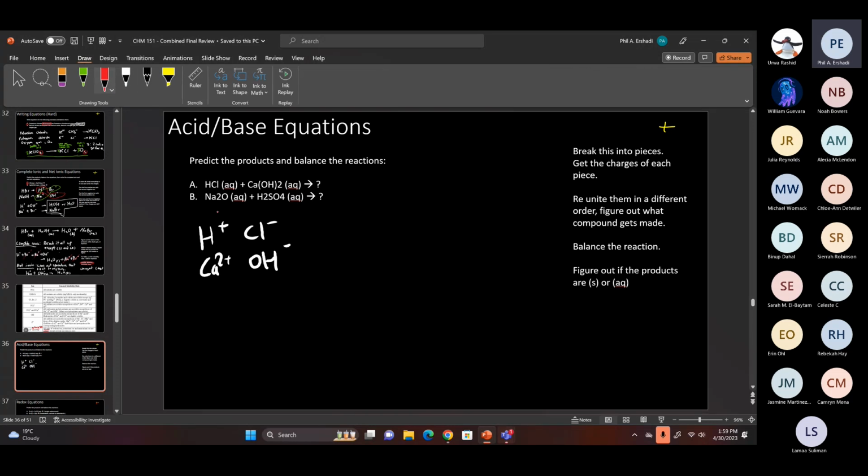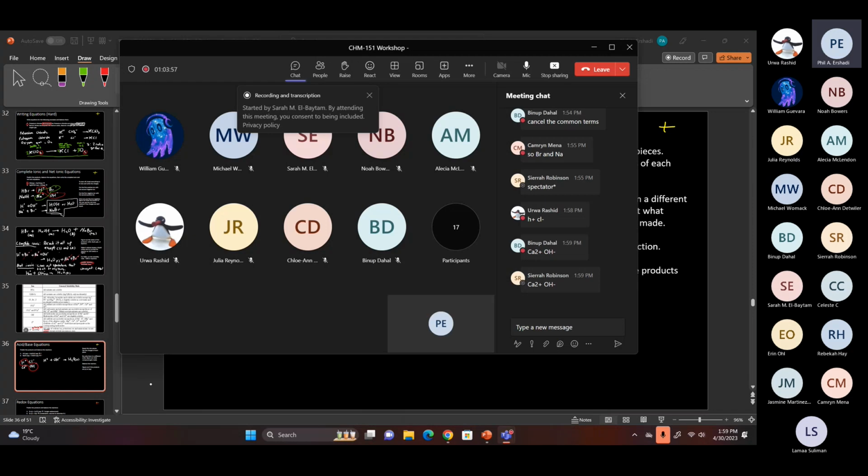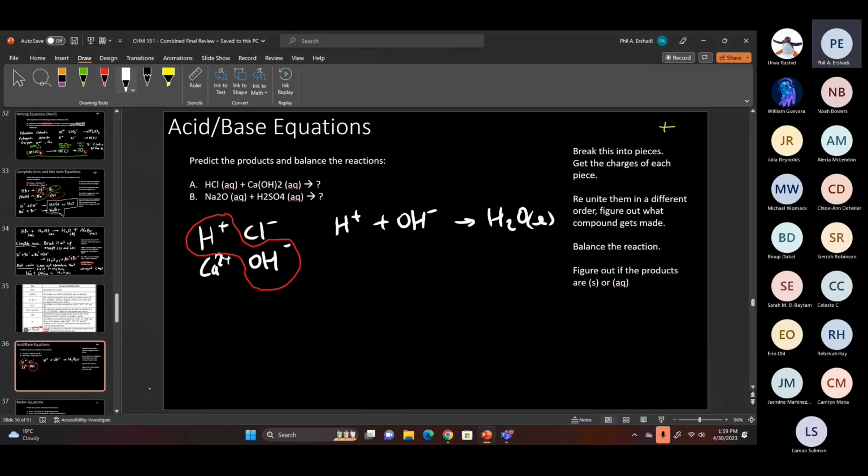And now we are going to unite H plus with the OH minus. As we saw before, this gives us water, and we know that's liquid. Okay, good. Everyone's got the charges down. Nice work. Now, what if we united Ca2 plus with Cl minus? Together, if I use the crisscross method, what should my formula become?